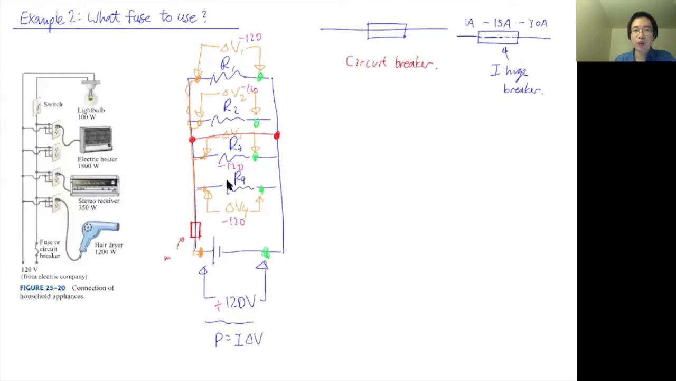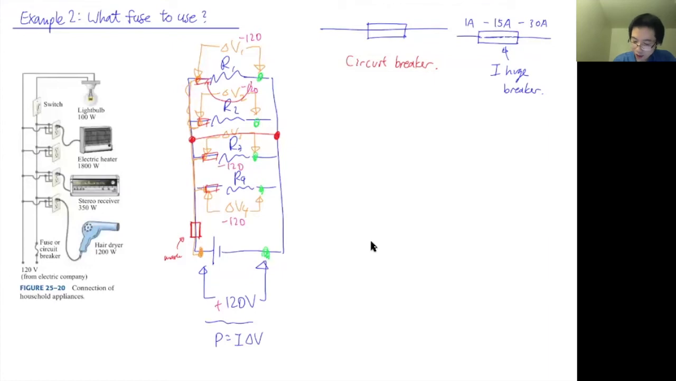So what fuse should you buy to put in here with these ratings of the different devices? Now you can calculate that if they are all connected in parallel, as you can see like this, each of them will share the same delta V. So this is going to be 120. So you just need to plug in the power.